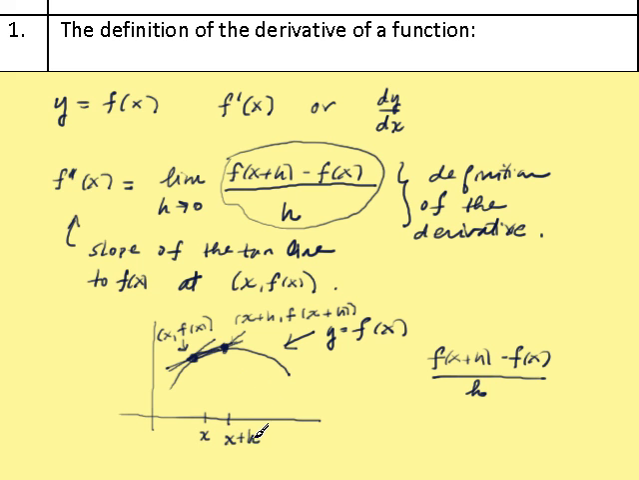Now, as h goes to 0, that means as x plus h gets closer to x, this secant line gets closer and closer to the tangent line. All right, so that's why the definition of the derivative is, as we wrote above, the limit as h goes to 0 of the slope of the secant line. All right, so let me just write here that this one is the slope of secant line.